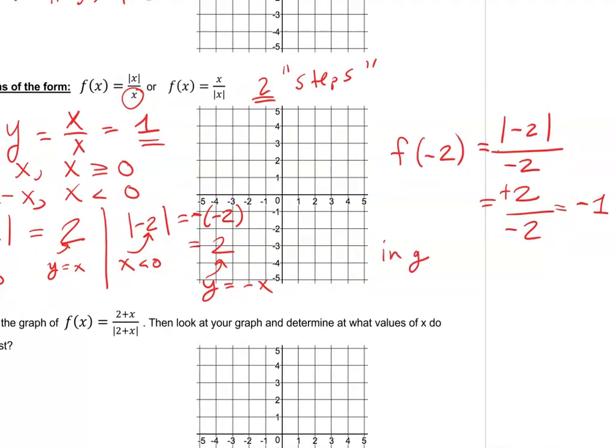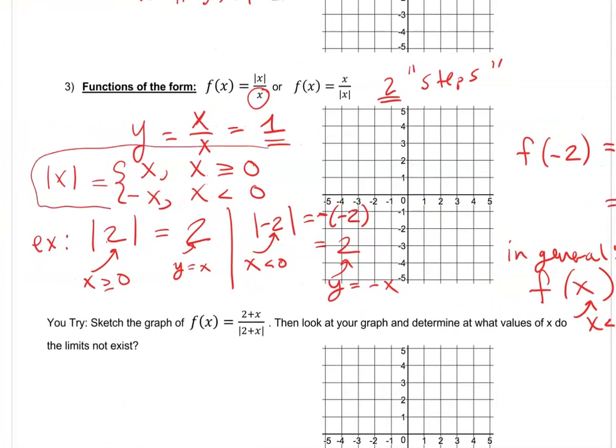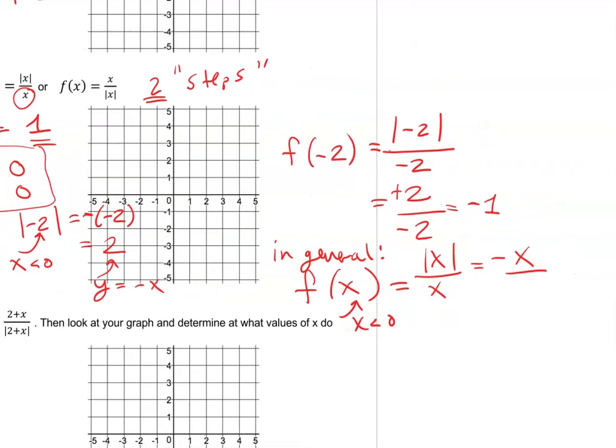In general, if I were to plug in an x value that's less than 0, then the absolute value of that would become the opposite of x. According to the piecewise definition of absolute value, when the input is less than 0, the absolute value equals the opposite of that input. So in this scenario, if I'm plugging in a value of x that's less than 0, then the absolute value of that x would become the opposite of x. Meanwhile, the denominator is still x, so that's how we end up with -1.